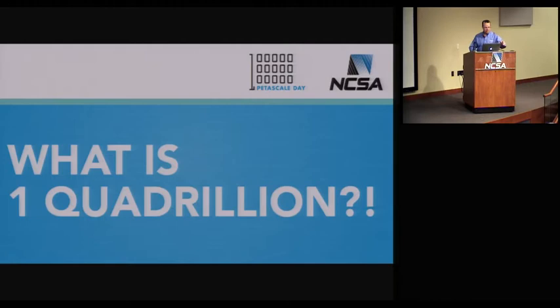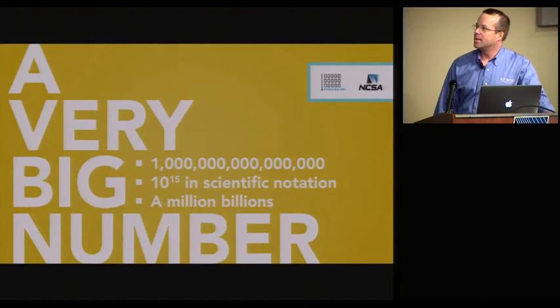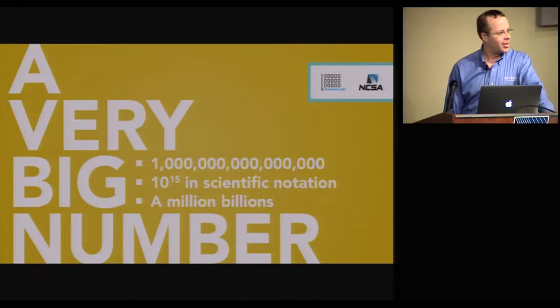All right, so as Rob said, I'm going to give you kind of a non-technical overview of what is a quadrillion. Since this is Petascale Day, we're looking at 10 to the 15th, and one quadrillion is 1 times 10 to the 15th. So what does that mean? It's 1 followed by 15 zeros, or 10 to the 15th in scientific notation. You can look at it as a million billions or a thousand trillions. However you like to think of it. I guess you could think of it as 1,000 times our annual national debt this year. But still a very big number.